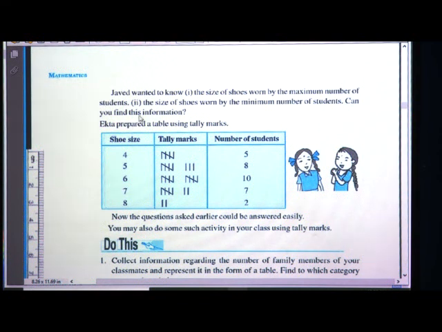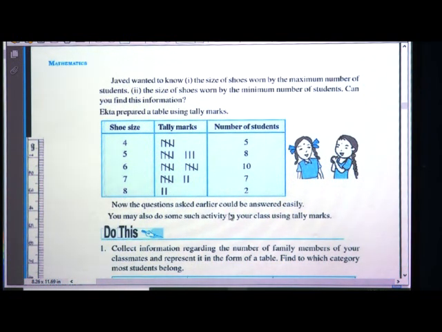Okay. Next, the size of the shoes worn by the minimum number of students. The least number of students, which size of shoes have they worn? It is 8. 2 students have worn the shoe size 8. Now, the question asked earlier could be answered easily by using this box.